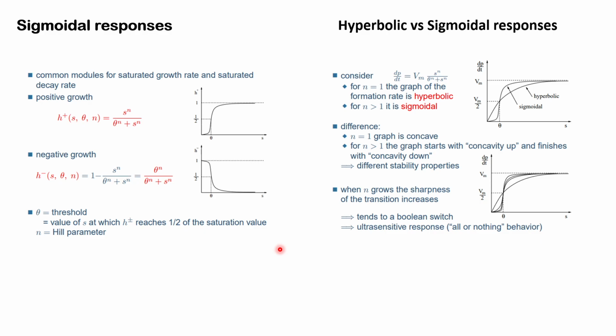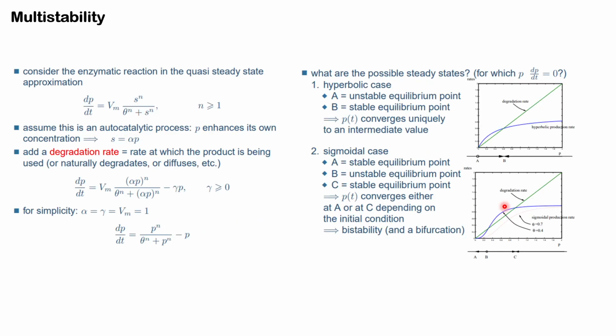If your n is on the lower side, if n is closer to 1, it will not be like that. It will not be like an on or an off state. It will be more like a very gradual transition from one state to another. But in the case of sigmoidal curves, it will be a straight jump from one state to another, which can be termed as the ultra sensitive response, which is the all or nothing behavior. So yeah, now we come to the concept of multi-stability.